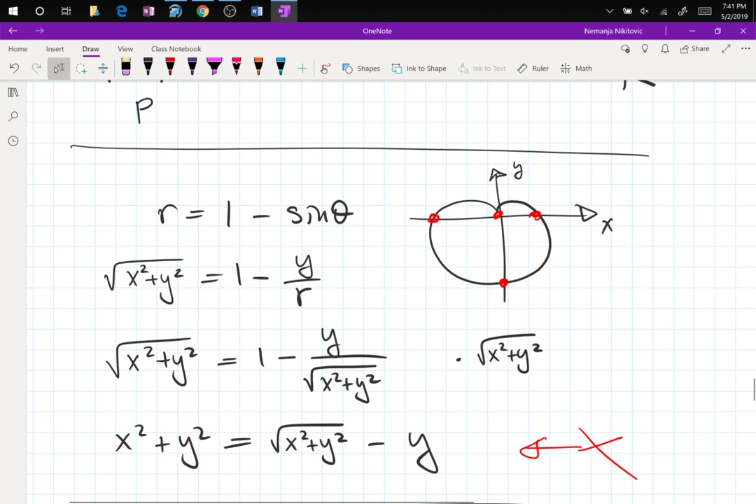It's coming up in Calc 3. So. Yes. It's coming up in Calc 3.